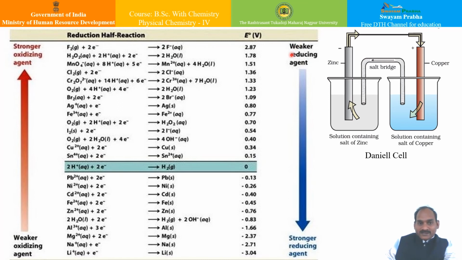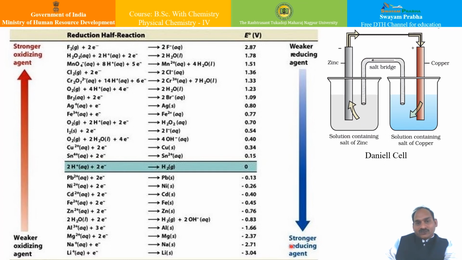Got the point? Similarly, if you take the example at the bottom side, lithium. This lithium has the lowest electrode potential. What does it indicate? It indicates that the lithium ion is the weakest oxidizing agent, while the lithium metal is the most powerful reducing agent.